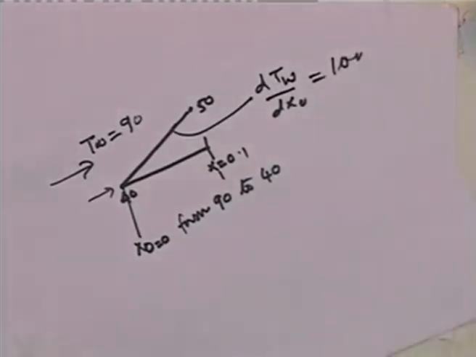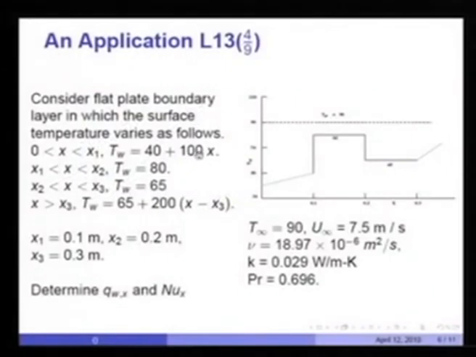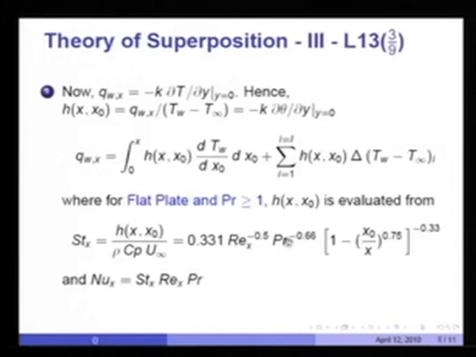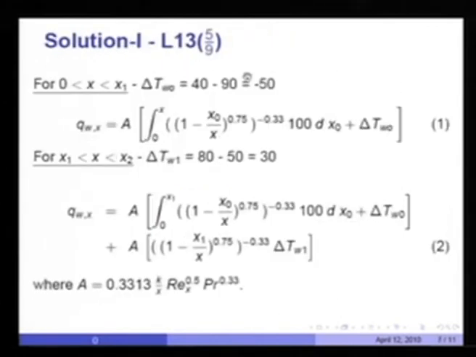is 100. I will show you the previous slide. See, dTw by dx is 100, but there is also a step change, 40 minus 90 equal to minus 50. So, delta Tw0 will be minus 50, and this is down. A would be 0.331 Rex to the half Prandtl to the minus 0.6 would remain as a multiplier, and I would integrate this from 0 to x, where x naught varies, into dx naught delta Tw.